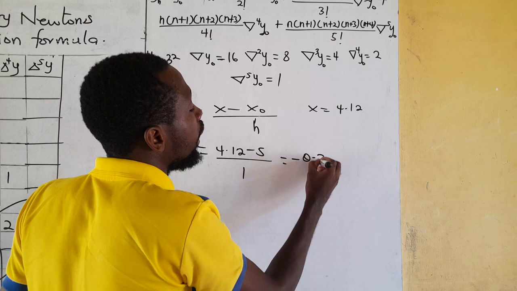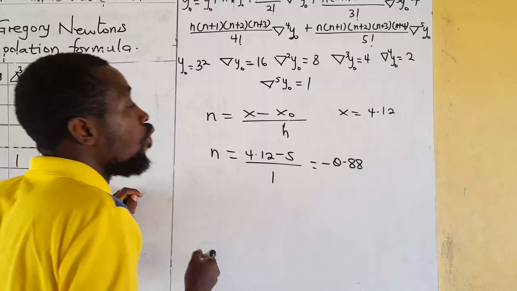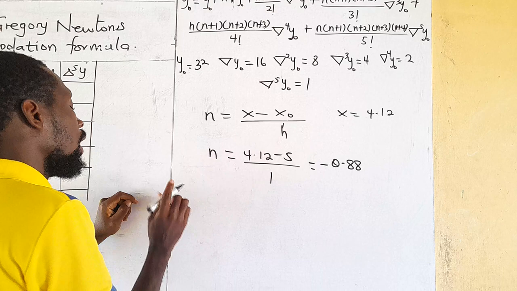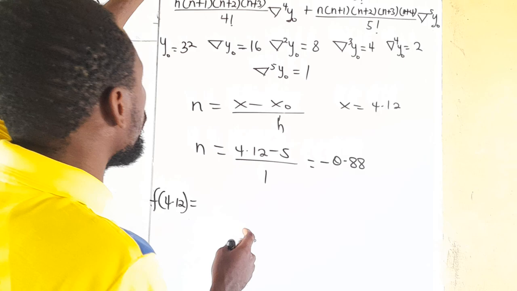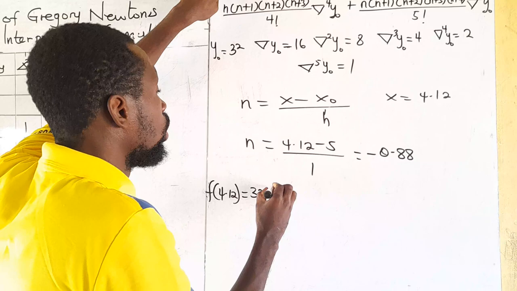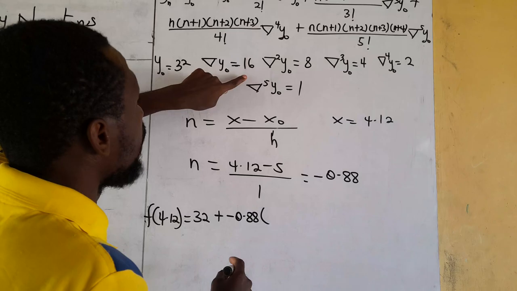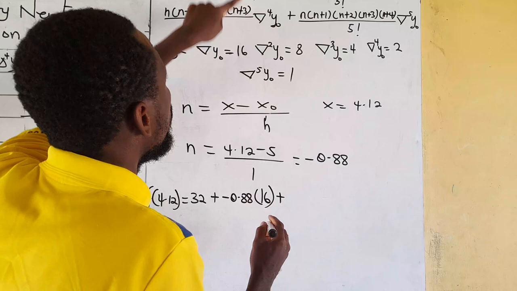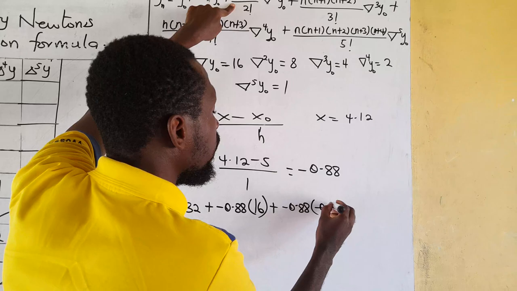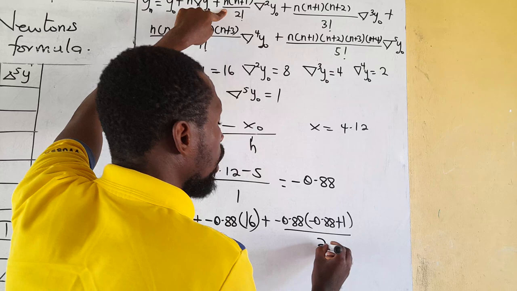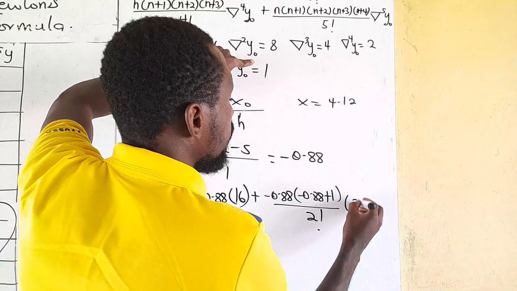So now we just substitute into the formula to evaluate f of 4.12. We go to the substitution of this into this formula. So our y naught, remember, is 32. So 32 plus, what's our n? That's negative 0.88. Then times nabla y naught, and nabla y naught is 16. Then plus, we are here, negative 0.88 times negative 0.88 plus 1. I hope you get that. All over 2 factorial. Then nabla square y naught. Nabla square y naught is 8. Then plus. We are now here.